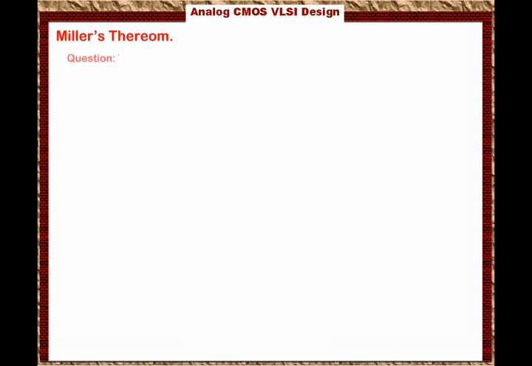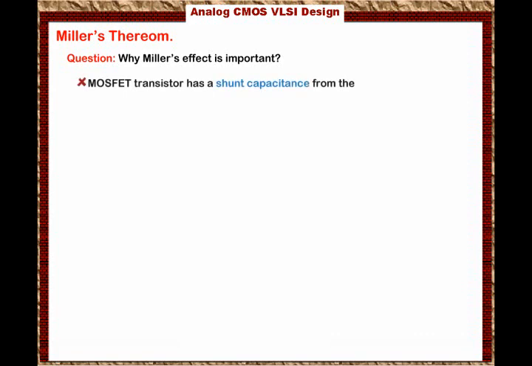So the question now is why Miller's effect is important. Why are we discussing the Miller's effect? Remember, this course is about what? It's about analog CMOS VLSI design, right? So then why are we studying this theorem? The answer is very trivial. MOSFET transistor has a shunt capacitance from the gate to the drain. We call it CGD. So CGD is a shunt capacitance from the gate to the drain.